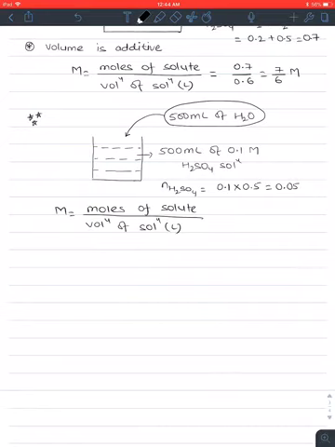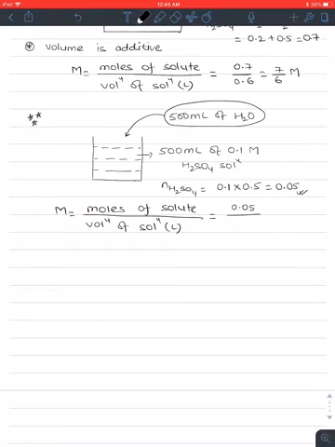Now when we are adding water, the amount of H2SO4 or the moles of H2SO4 will not be changed. Means whatever number of moles of H2SO4 is present in the first condition, same number of moles of H2SO4 will be present in the second condition. So in the first condition, the moles of H2SO4 is 0.05. So in the final condition, moles of H2SO4 will remain as it is, which is 0.05.